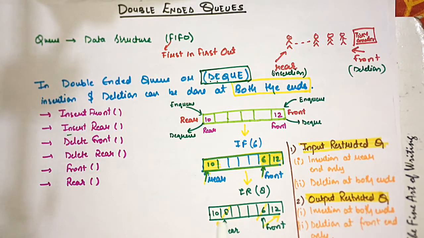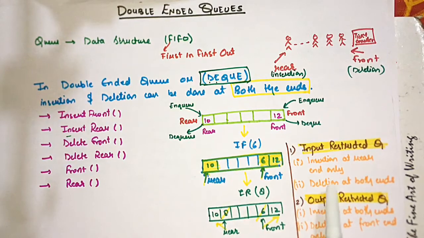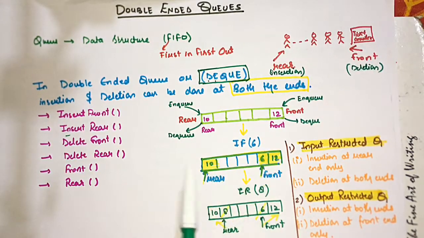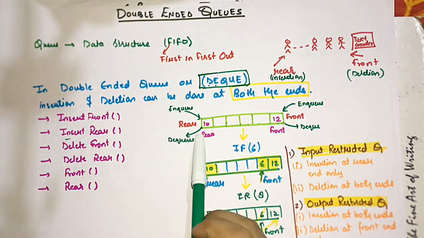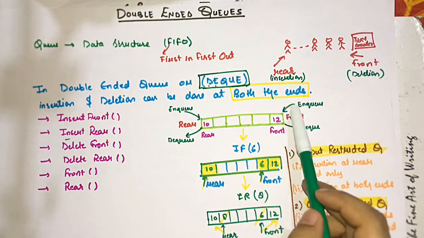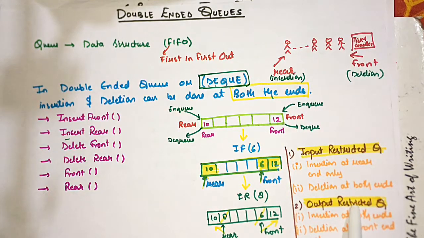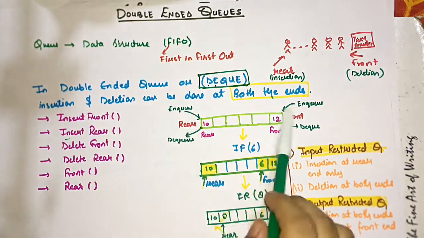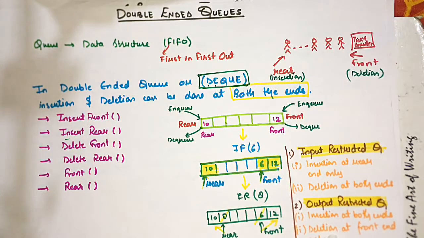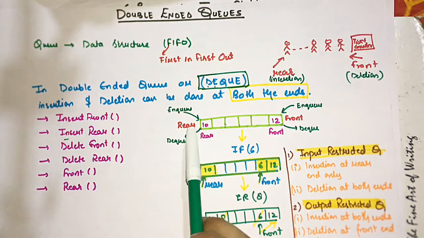Means in an input restricted queue, insertion will be done at the rear end only, while deletion can be done from both the ends. It means NQ can be done at the rear end only. Here in input restricted, we will not have the NQ operation at the front end, while in output restricted we have NQ at both the ends and DQ at the front end only, not at the rear end.